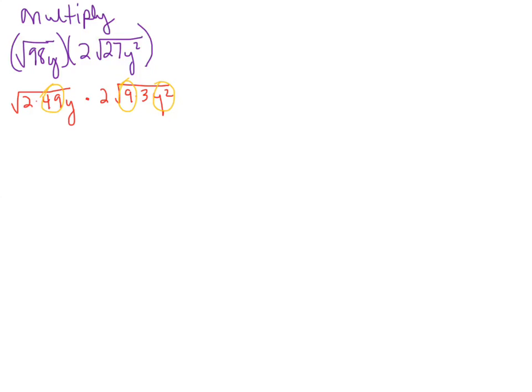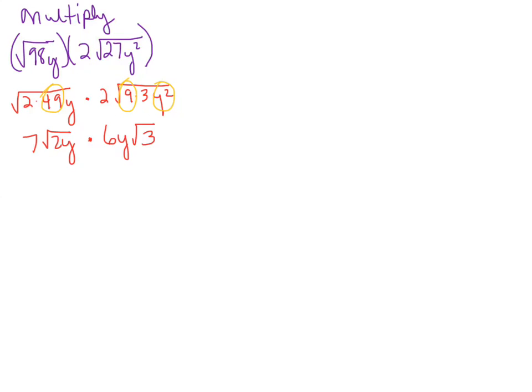So in the first radical, 49 will be able to come out as a 7, because the square root of 49 is 7. And in the second radical, 9 is a perfect square, and y squared is a perfect square. So 3y will come out. This gives me the 7 on the outside, square root of 2y left in the first radical. And then the second radical, the square root of 9 is 3, and there's already a 2 out there, so 6 comes out. The square root of y squared is y, so 6y is on the outside, and then square root of 3 is on the inside.